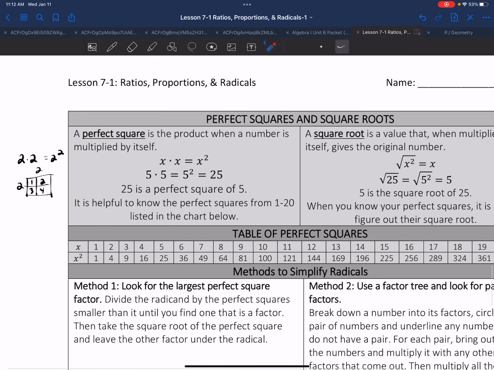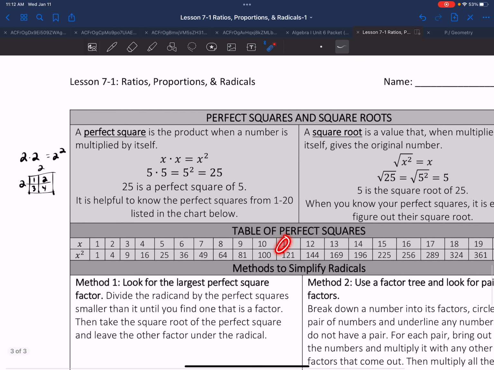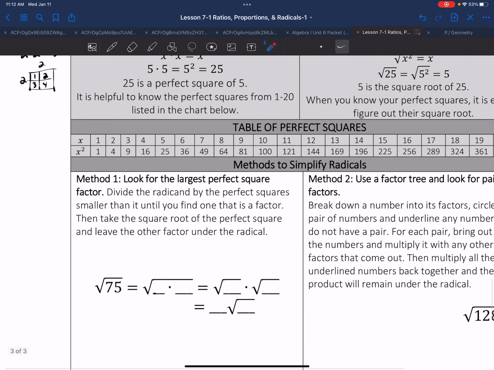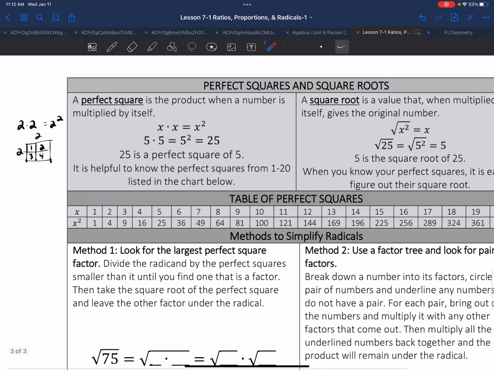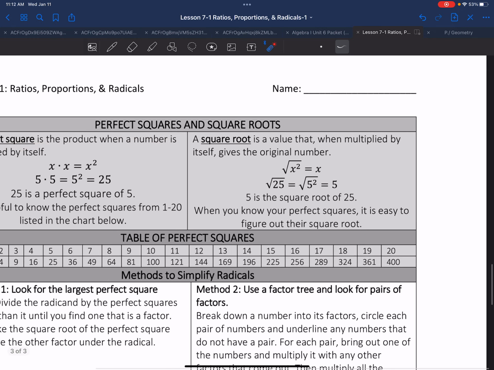So it's very, very important that you know your tables of perfect squares, right? 1 times 1 is going to give you 1. 4 times 4 is 16. 11 times 11 is 121. 12 times 12 is 144. And 20 times 20 is 400, right? It's very, very important that you know your perfect squares from 1 to 20 because this is going to help you with simplifying radicals, okay? Now, we're done talking about perfect squares. Let's go ahead and talk about square roots.